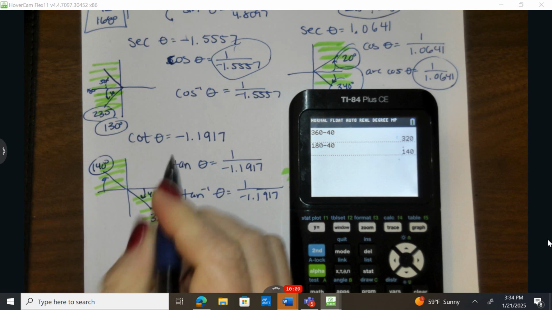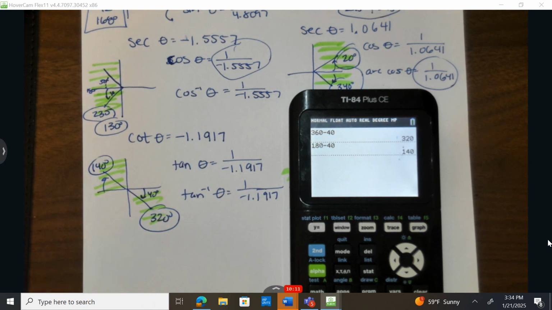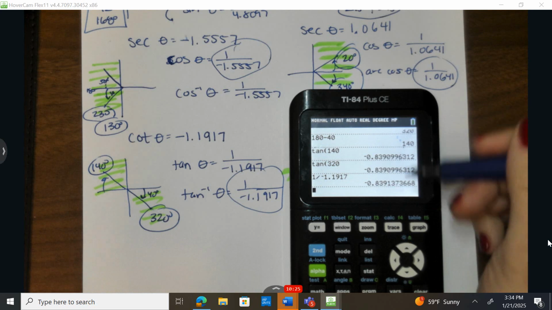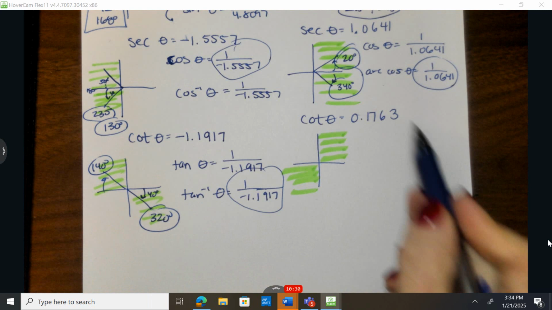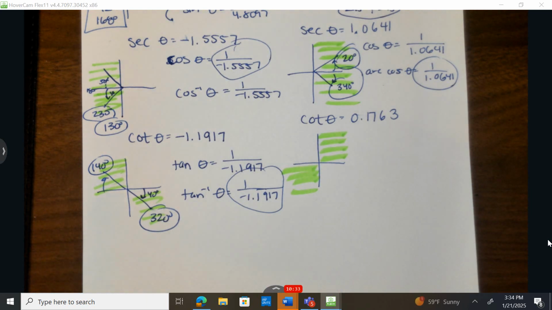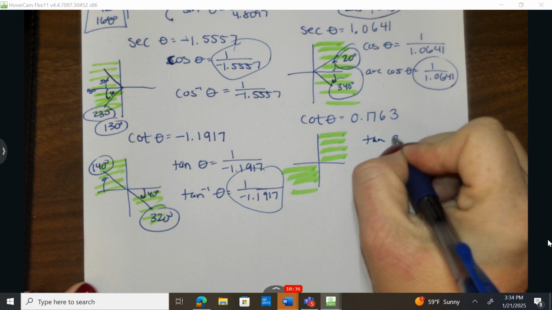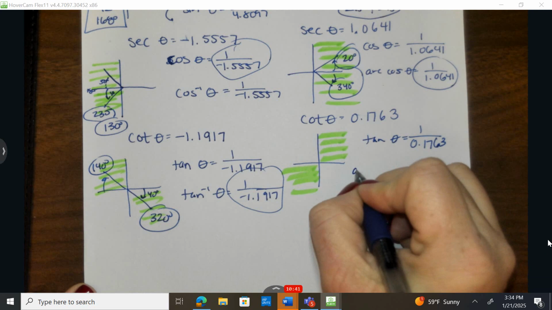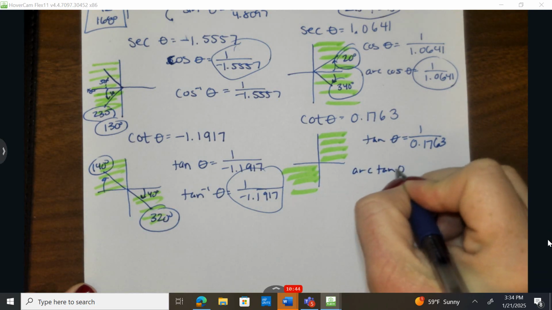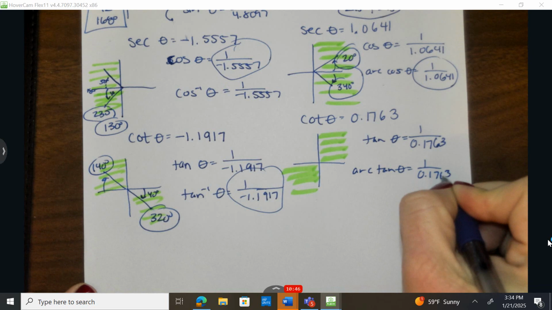I believe these are the two angle measurements between 0 to 360, but let's test it. Tangent of 140 and tangent of 320. We get the exact same value, and that value should be equivalent to 1 divided by negative 1.1917, all equal. The final example in this video, please go ahead and do example number 6 and then come back. We have the tangent of theta is equal to 1 divided by 0.1763. And I'm going to write down arc tangent, but you could do inverse tangent, all up to your preference.